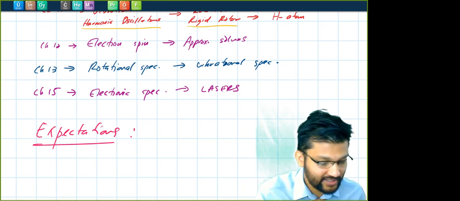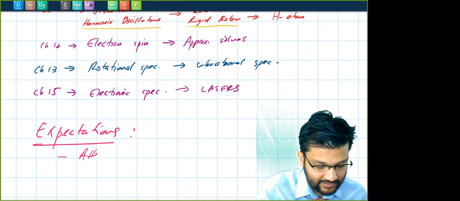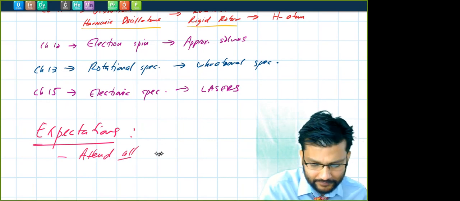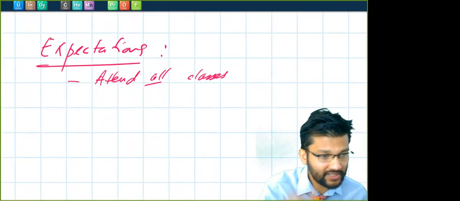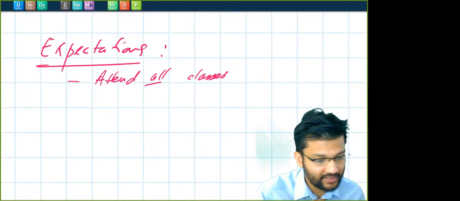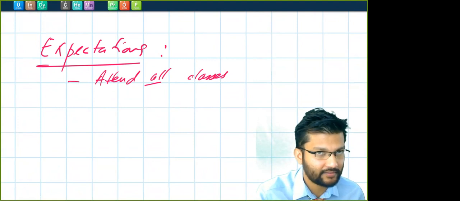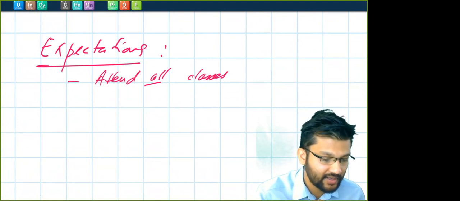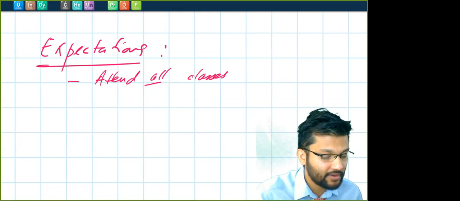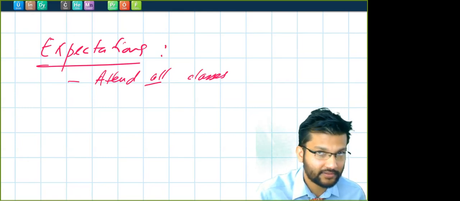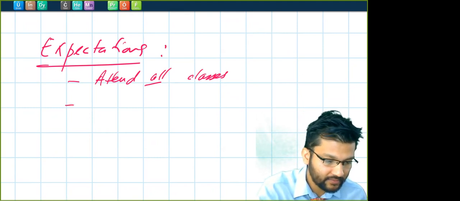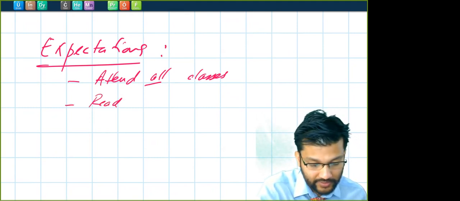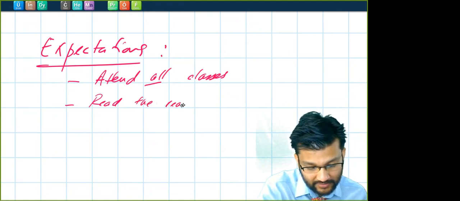So the expectation really is that you attend all classes. Otherwise, you could fall behind really quickly. If you really have to miss a class, you can let me know, but make sure you get the notes from one of your coworkers. You don't want to fall behind. So if you have to miss a class, make sure you get the notes as quickly as you can. The expectation is also that you read the reading assignments. Let me know if you can't read my handwriting. I barely can sometimes.